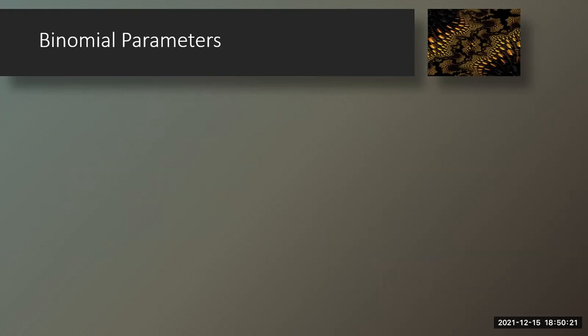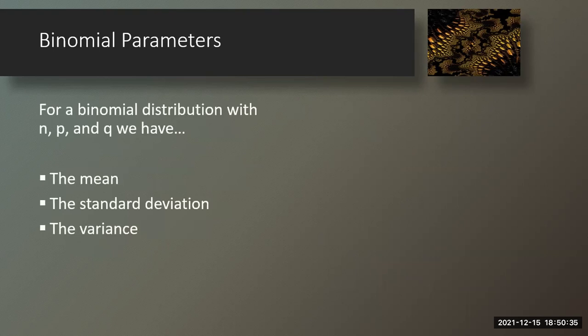The binomial distribution also has parameters. And this honestly is one of the very few places this semester where we actually need to use formulas. So if we have a binomial distribution with n and p and q, we need to use formulas to find the mean, the standard deviation, and the variance. The mean is equal to n times p. The standard deviation is equal to the square root of npq. And the variance is the square of that, so it's just n times p times q.